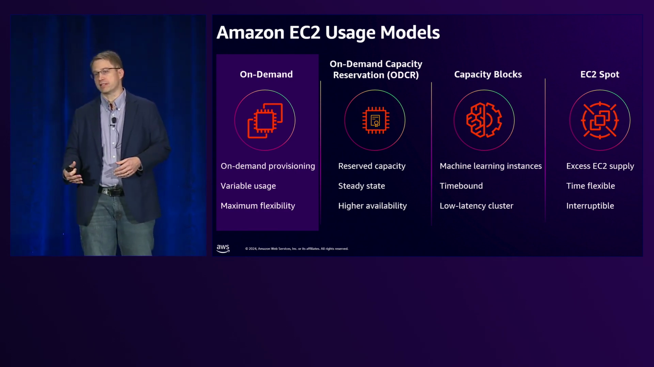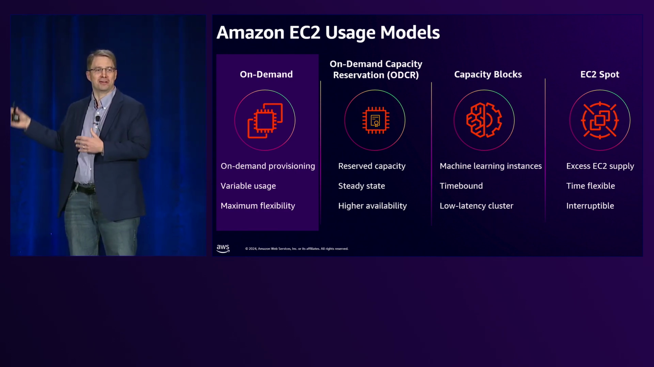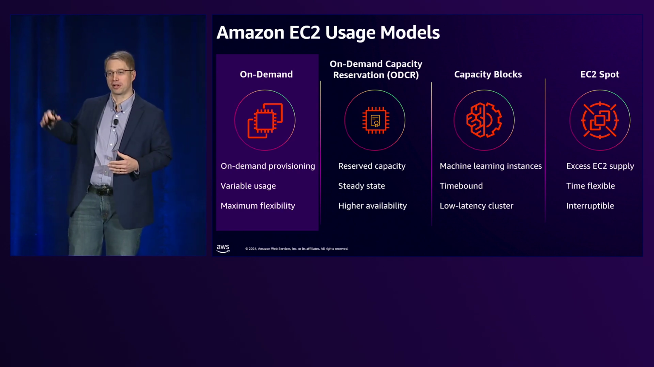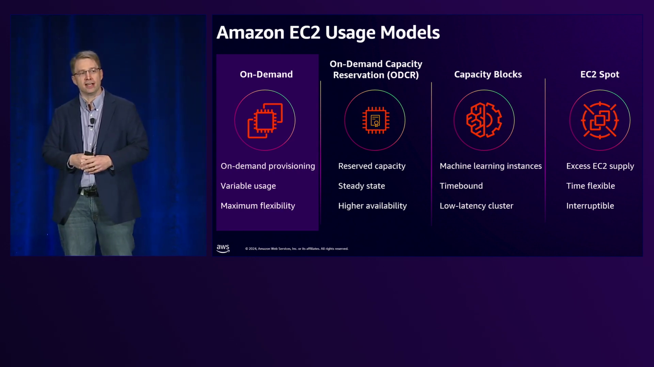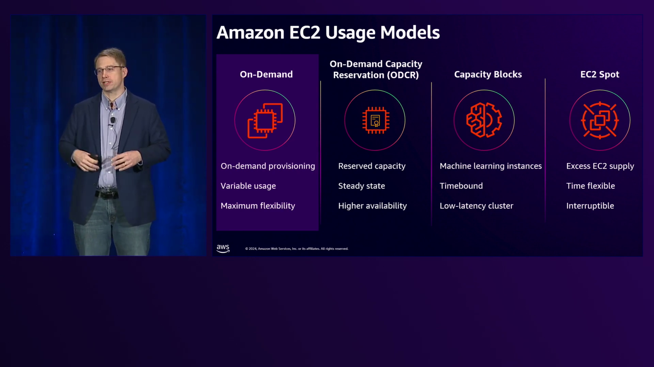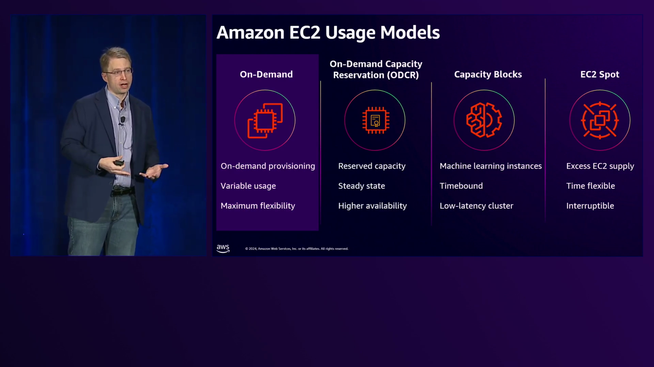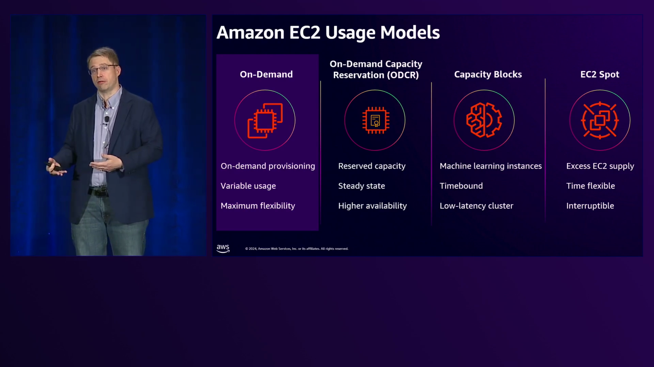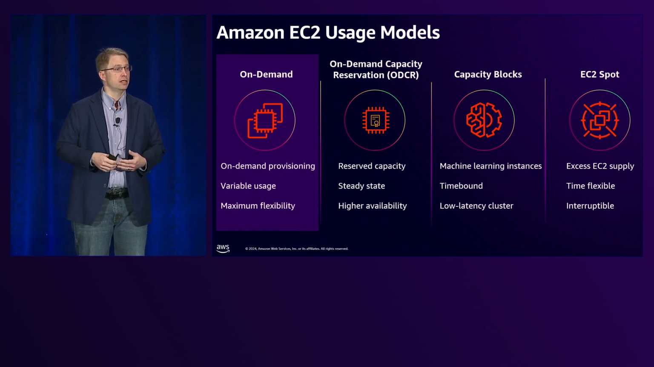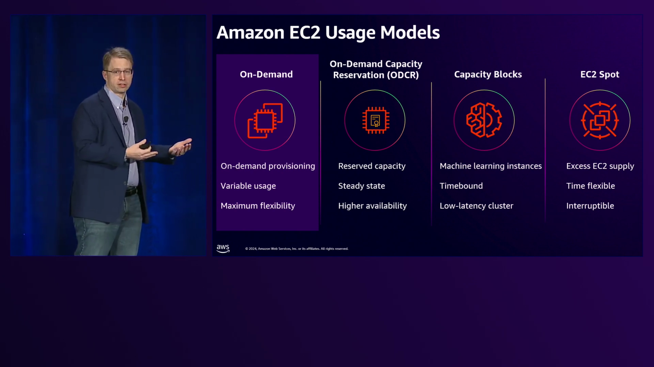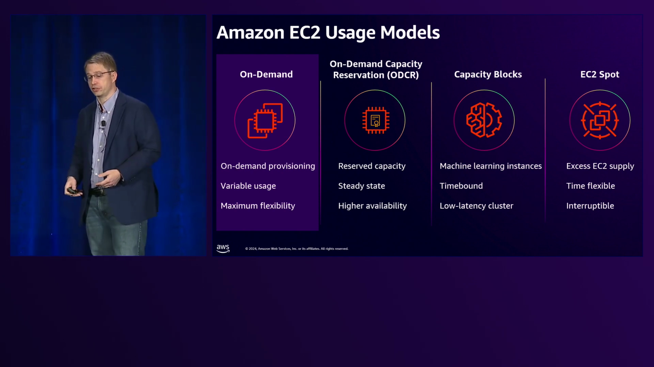The final model is something that's near and dear to my heart because this is one of the ones that I used to work on way back when, and I get to work on it again, is spot. And this is where we sell excess EC2 capacity at a significant discount. The trade-off with this one is that you could potentially be interrupted at some point in time while using it so that we can give it to other capacity models like on-demand capacity reservations.